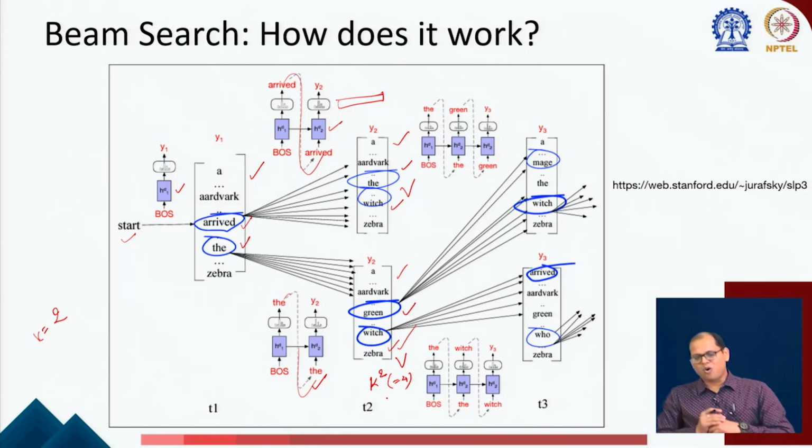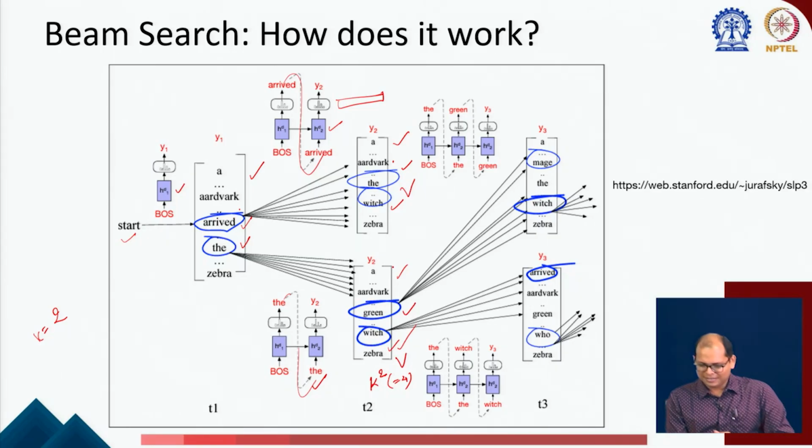Now, I do not go with all K square. I have K square partial completions with 2 steps: arrived the, arrived which, the green, the which, 4 possibilities. I want to find the 2 highest probable sequences till now. I know the probability of each step, and this probability multiplied by that probability, and we typically go for log probability, so I can just add log probabilities. I can get whichever is the highest probability till now, and I will go with 2 highest probable sequences.